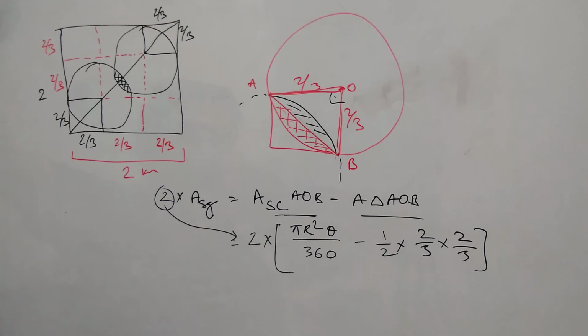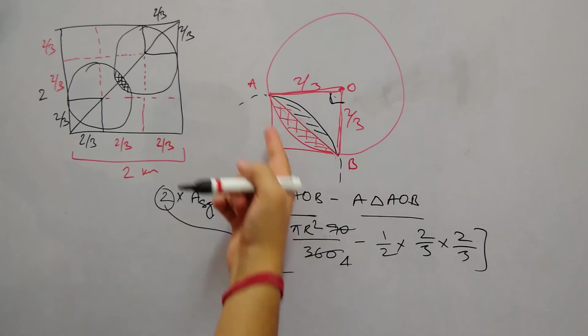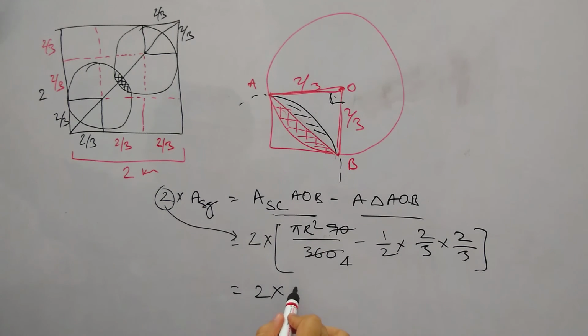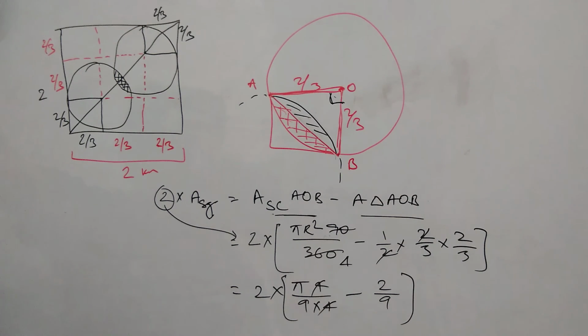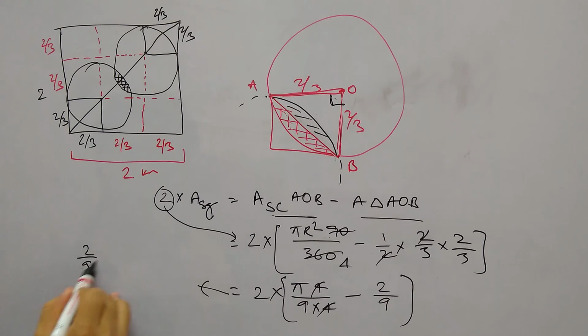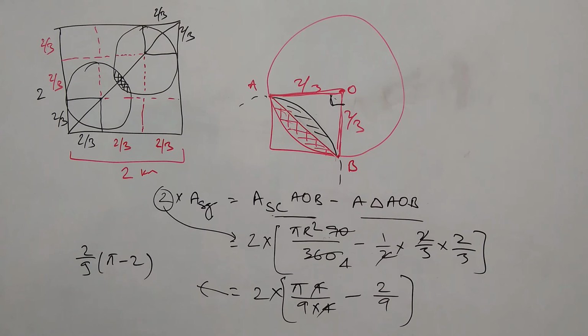In this case, to find the sector, we need theta. Theta is again 90 degrees in this case. So we can replace theta by 90 degrees. If this is 90, this will be 4. So it will be 2 into r, again the radius is 2 by 3. So it's pi 4 by 9 into this 4, minus 2 by 9. Okay, 4 will get cancelled. 9 we can take common. So this will become 2 by 9 into pi minus 2, which is the answer.